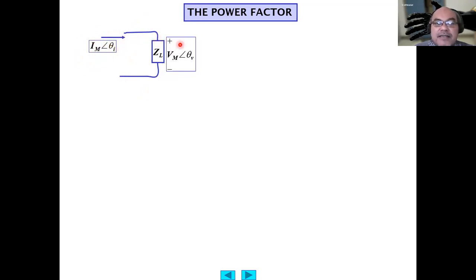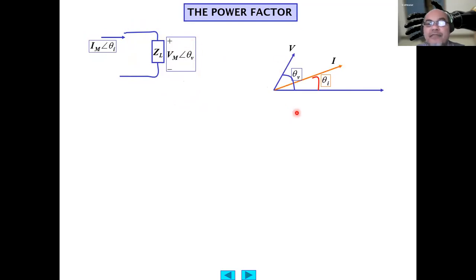current with a phase angle theta I, flowing through a load, represented by this load impedance ZL, and then the voltage across that load impedance is equal to Vm with the phase angle of theta V. Theta I is the phase angle of the current from the x-axis, and theta V is the phase angle of the voltage from the x-axis.